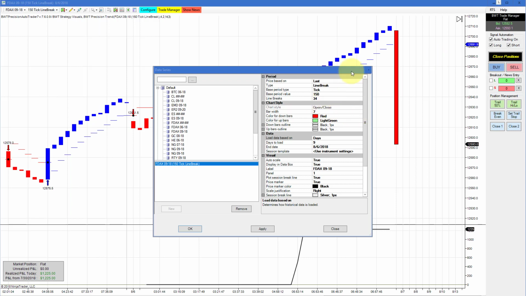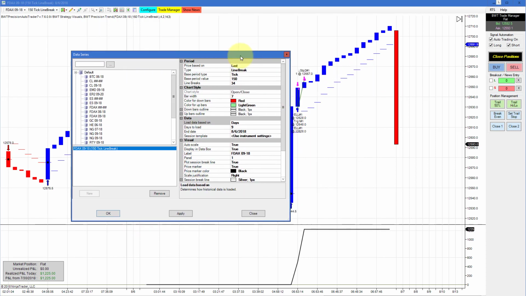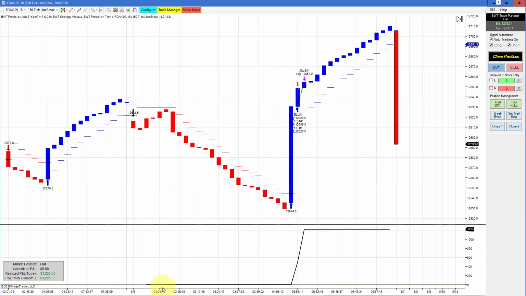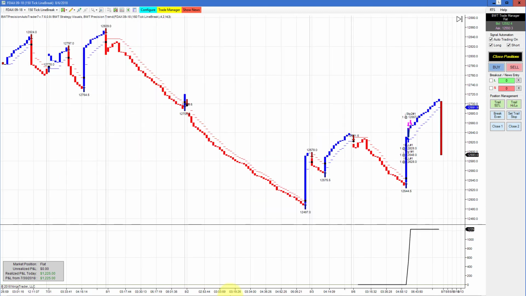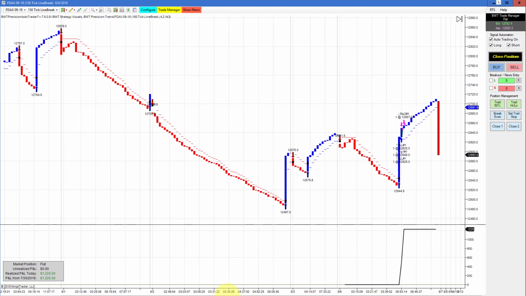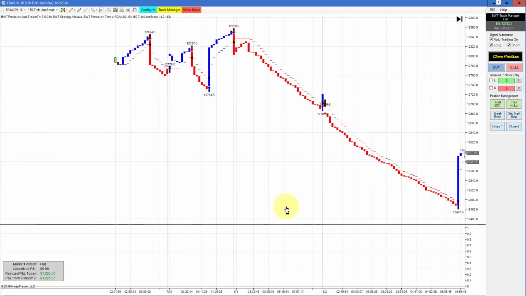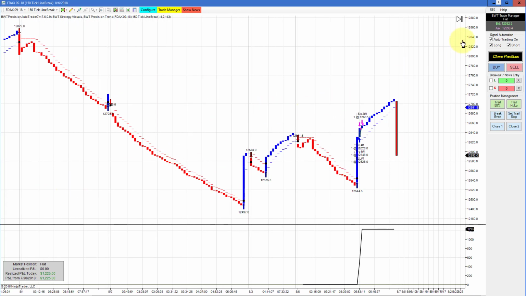Okay, so I just figured out why this bar is so big. I mistakenly have the line break set at 34, and that's why these bars are so large, and it should not be like that. But what's interesting is how smooth and how large the trends are with that many line breaks. It's really smoothing it out.